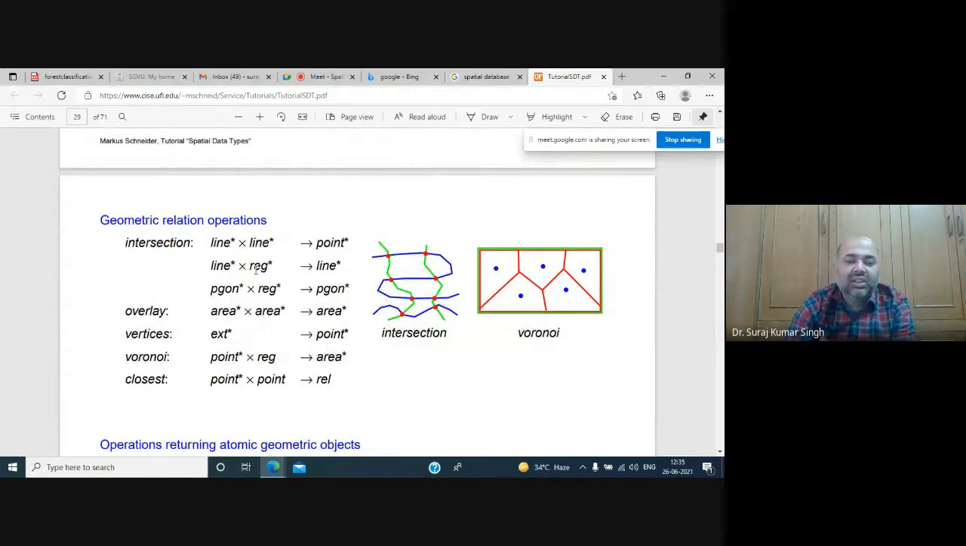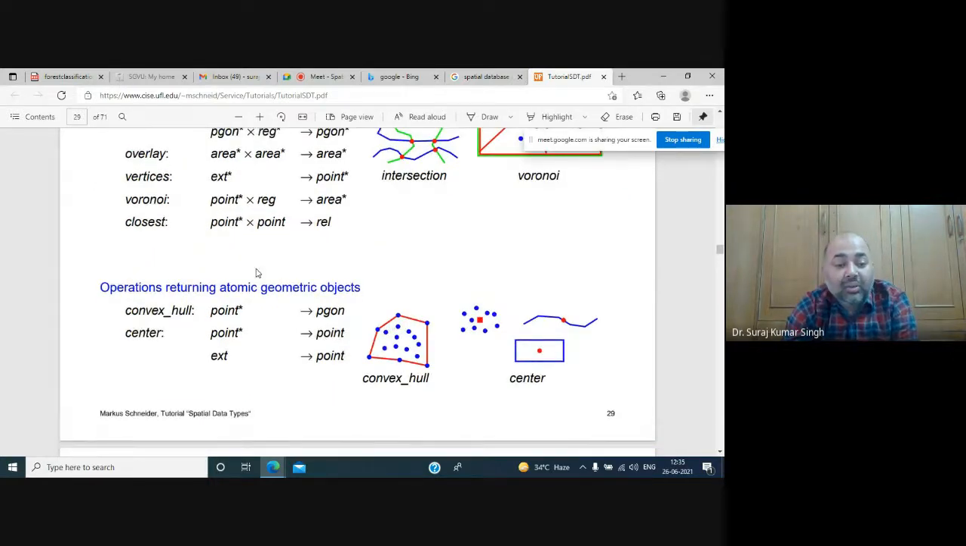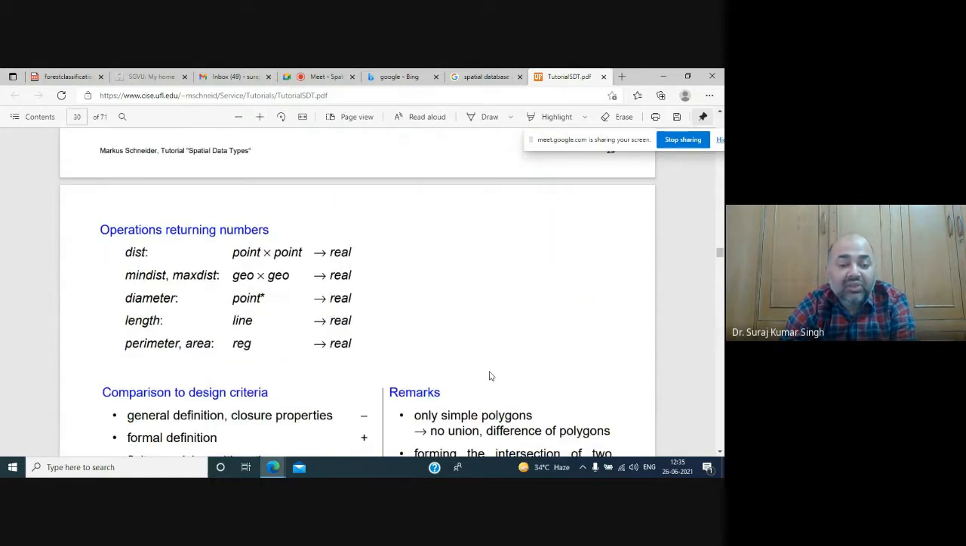Then you've got geometrical relationship operations like intersection, like line into line, then line into region, then polygon into region, then for overlay area into area, then extension will be point, then Voronoi point into region equals area, closest point into point relation. So these are the various operations that we are performing on atomic geometrical objects, like convex hull. Center, convex hull is a point. At last, you will be getting a polygon. Center means point. Point extension is point. So this is how it looks when you are using such models.